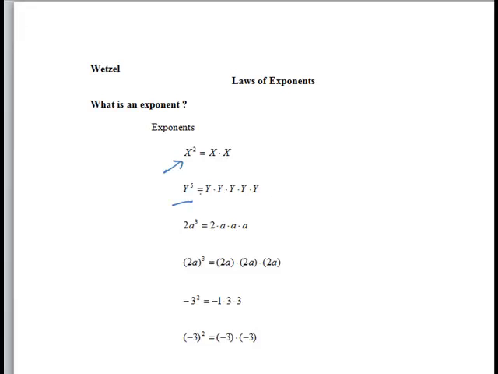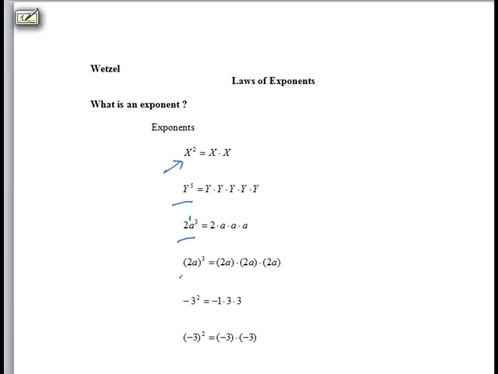Now each factor has its own exponent. So if you look at 2a cubed, that exponent of 3 only belongs to the a. The factor 2 out in front has its own exponent. If it's not shown, it's automatically 1. So therefore, when you expand it out, it becomes 2 times a times a times a.